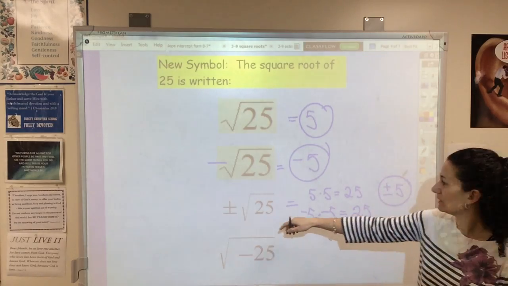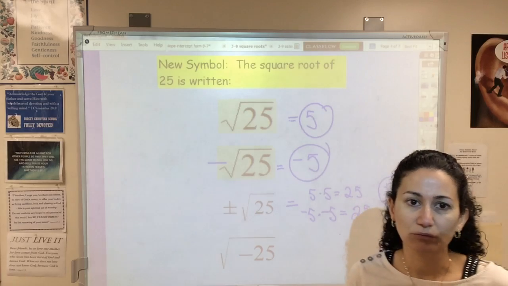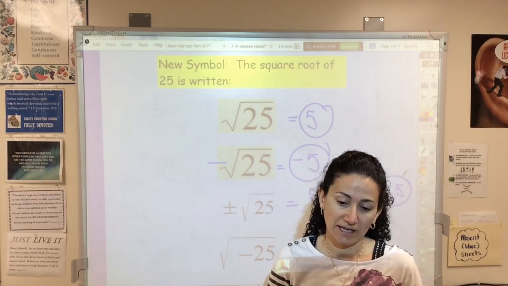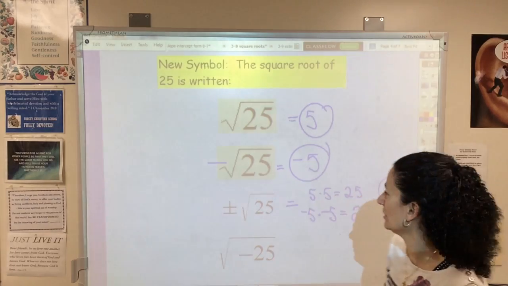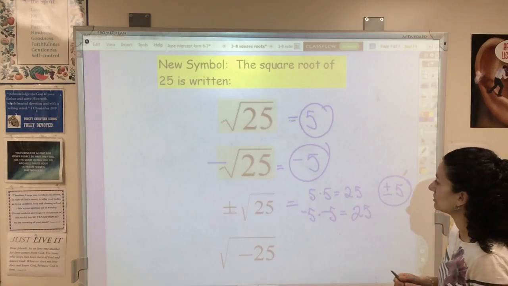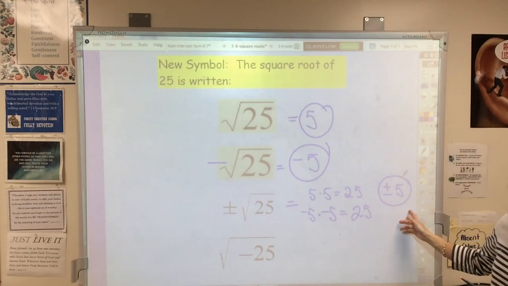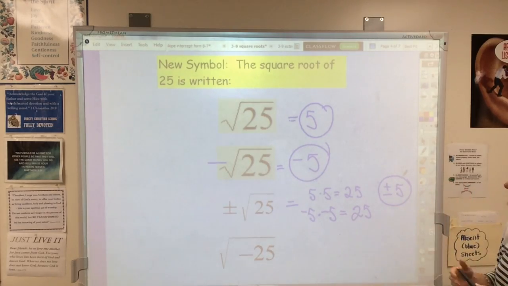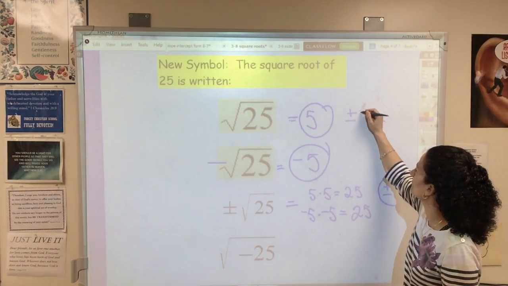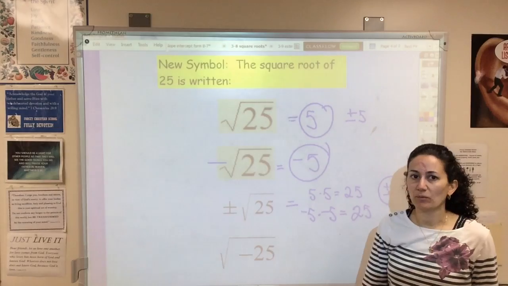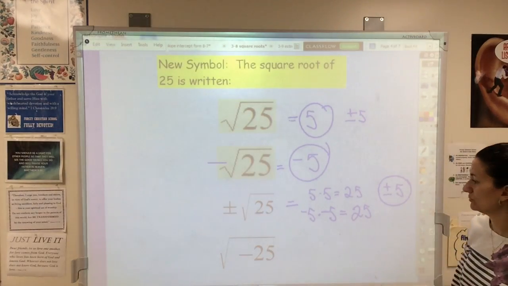So when you see the little plus or minus outside the radical sign, it's just reminding you that the square root really could be a positive or a negative number, because a negative times a negative does give you a positive. So this plus or minus square root of 25, you can write as plus or minus 5. Technically, theoretically, this solution is also plus or minus 5. You don't always have to write it that way, but whenever you see that little symbol, go ahead and make sure you write it as plus or minus.